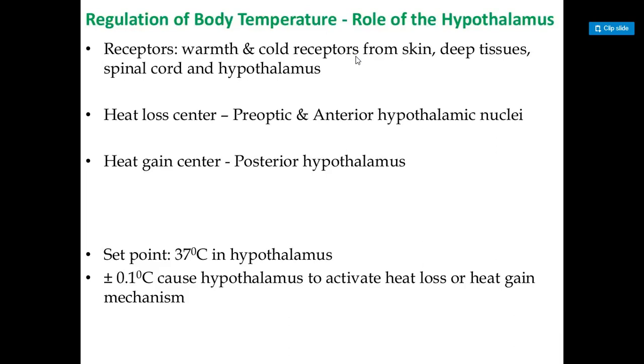But apart from that, they also tell the hypothalamus to set what we call the set point, which I'm going to show you, the set point of the temperature. So it is your hypothalamus that sets your temperature at a particular level.